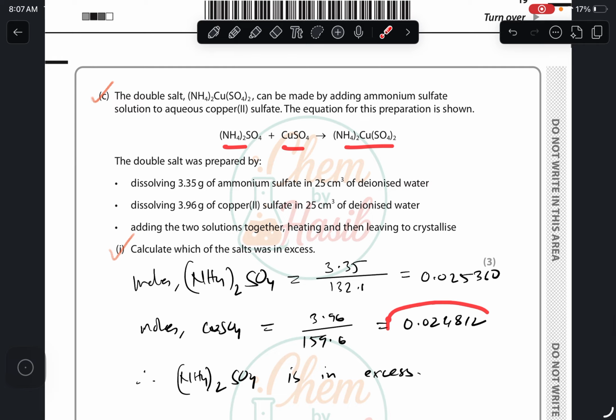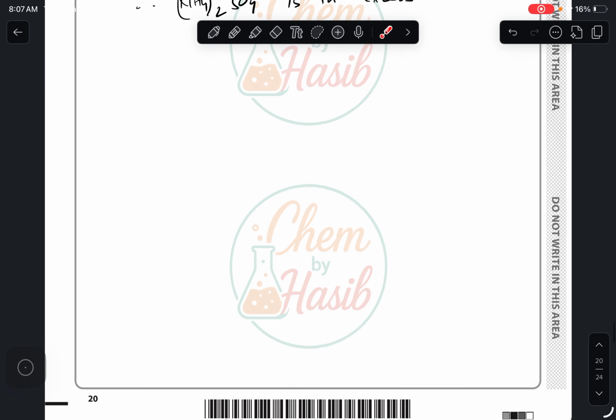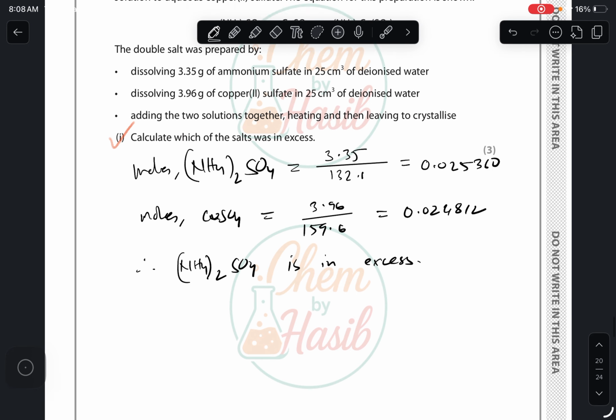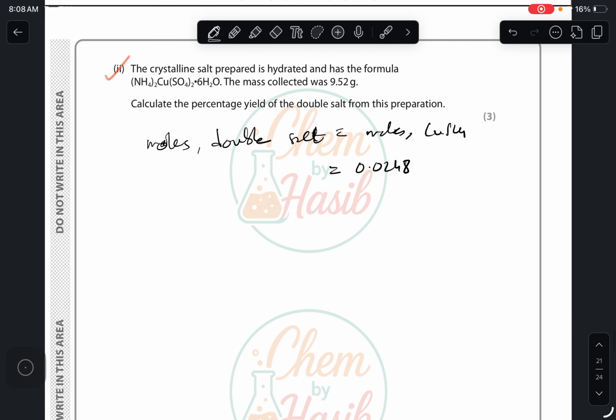Now the limiting reagent is copper sulfate. You have to use the number of moles of copper sulfate. The number of moles of copper sulfate and the number of moles of the double salt is the same because the mole ratio is 1:1. So the moles of the double salt formed will equal the moles of copper sulfate. Now the moles of copper sulfate was 0.0248, right?